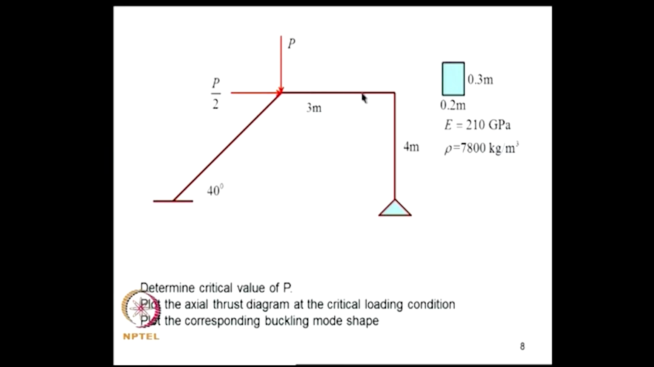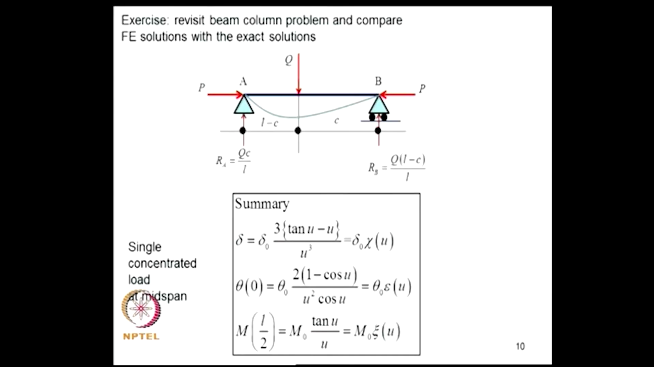Even when P is not close to a critical state, we can find out the influence of geometric stiffness on the response. As an exercise, we can revisit this beam column problem. We have considered a simply supported beam with a concentrated load Q and axial load P, and when the load is applied at the midspan, and we are focusing on the midspan displacement, we have found the midspan displacement to be the displacement with P equal to 0 multiplied by this chi of u, which is the stability function. u is lambda L by 2, lambda itself is square root P by E I, that we have done earlier.